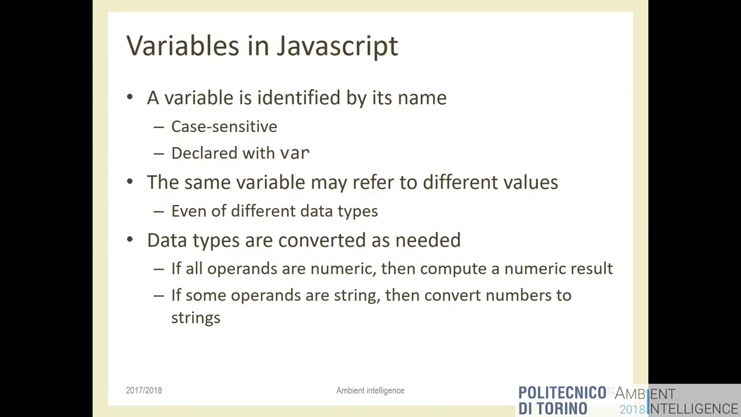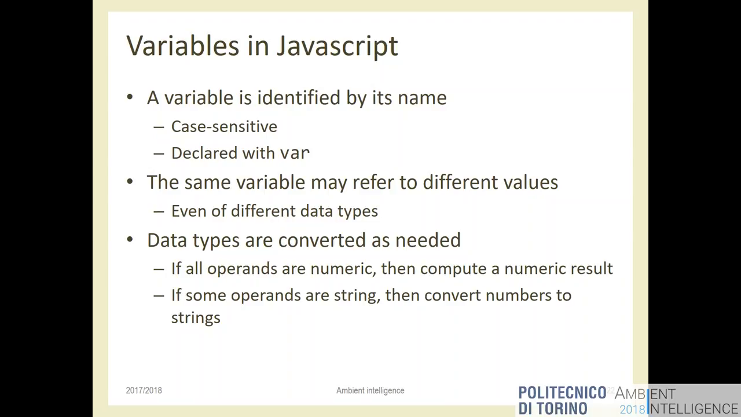And the same variable, once declared, may refer to different objects, and every object has its own data type that may be different over time. And JavaScript tries to avoid the burden on you for converting data types. So a lot of conversions are done automatically, which is nice because it saves you typing. It's also dangerous because some conversions may be unexpected. So if you have a plus sign and all operands are numeric, then the operation is a sum of numbers. If at least one operand is a string, then all the operands are converted to strings, and this plus becomes a concatenation of strings.